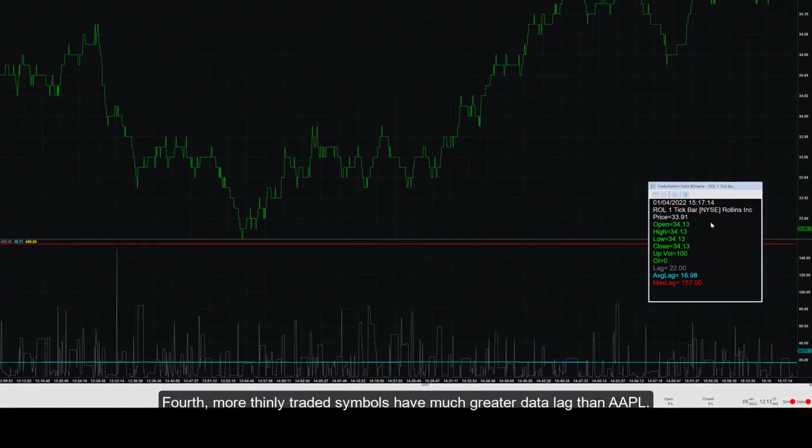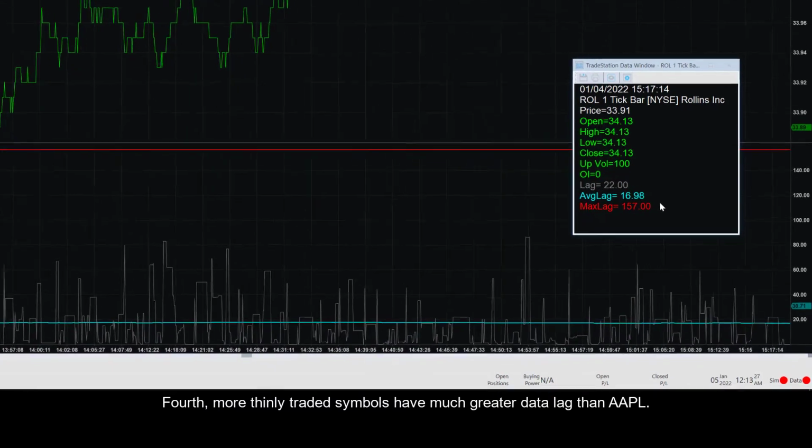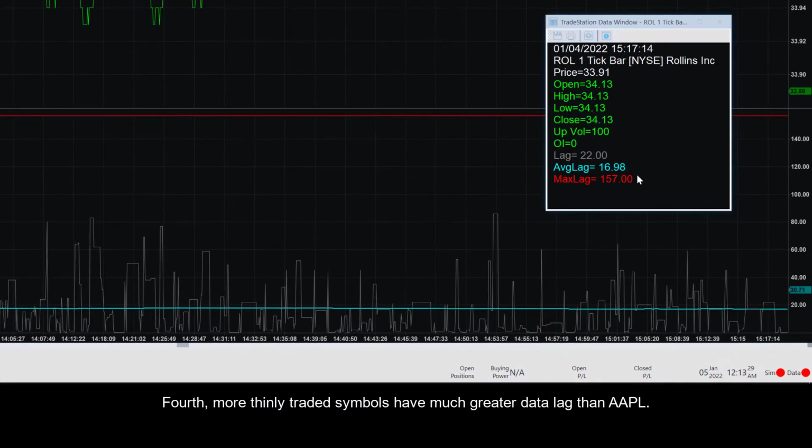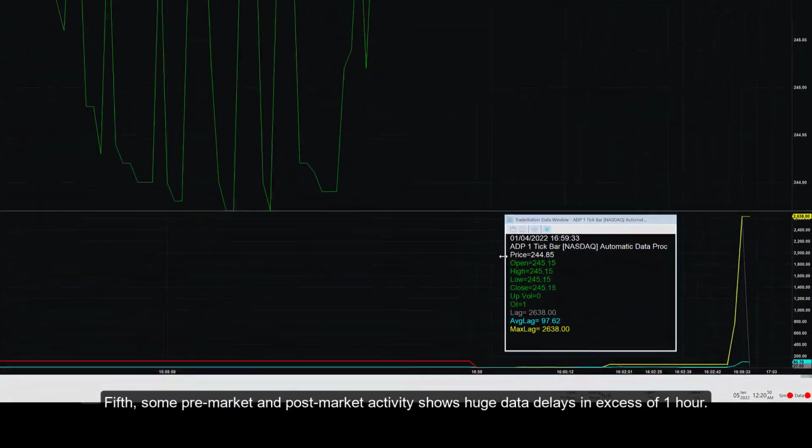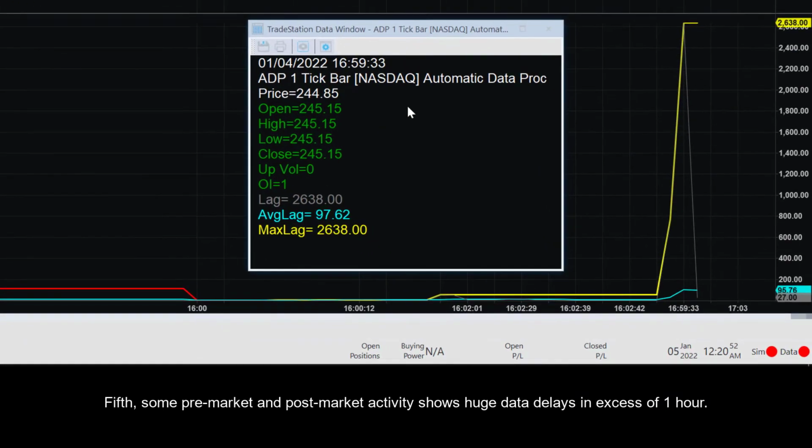Fourth, more thinly traded symbols have much greater data lag than Apple. Fifth, some pre-market and post-market activity shows huge delays in excess of 1 hour. Day session data delay in the range of 1 or 2 minutes is not unusual.